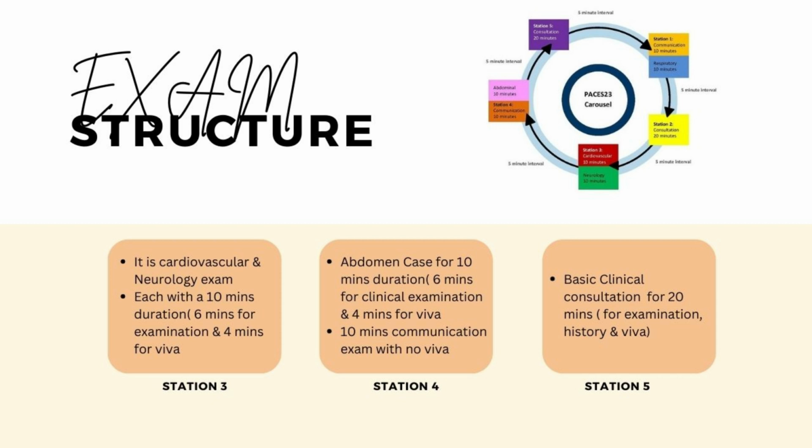Then station 4 has the abdomen case, which is GIT. The same pattern of 10 minutes: 6 minutes for the clinical examination of GIT and 4 minutes with the examiner. And in station 4, there is one communication as well with the surrogate only, no viva in this case. And then in station 5, there is again a basic clinical consultation of 20 minutes, and in these 20 minutes you have time for the history, the examination and the viva as well. So take a detailed history, do a good examination, don't miss any important step, and then go for the viva.